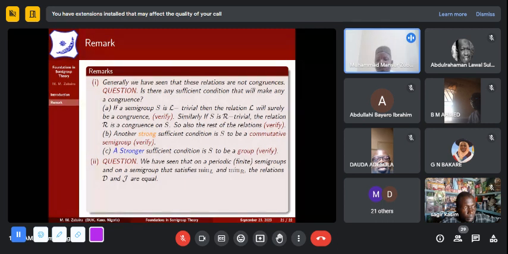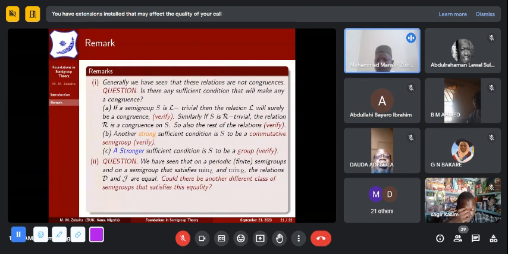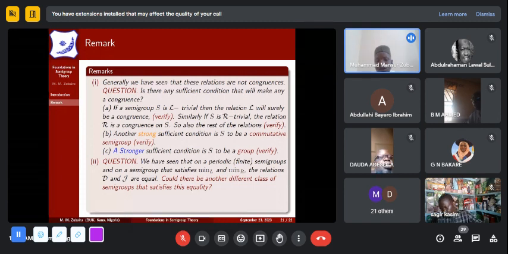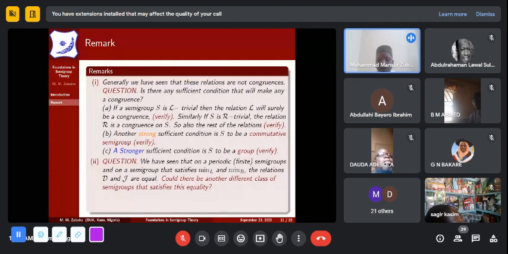So now a question. We have seen that on periodic finite semigroups and on semigroups that satisfy min L and min R, the relations D and J are equal. Now, could there be another different class of semigroups that satisfy this equality, not necessarily finite and not necessarily satisfying min L and min R? Will there be another class? We need to investigate.